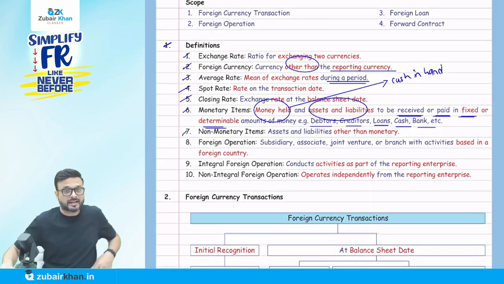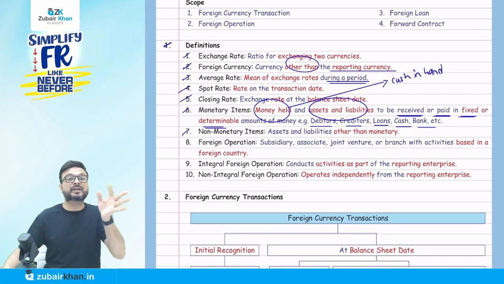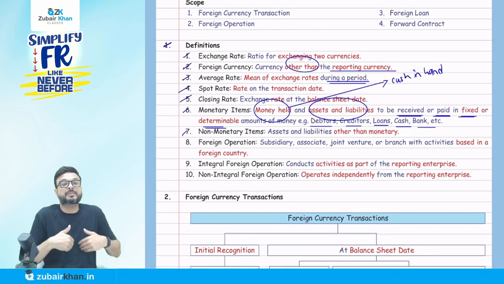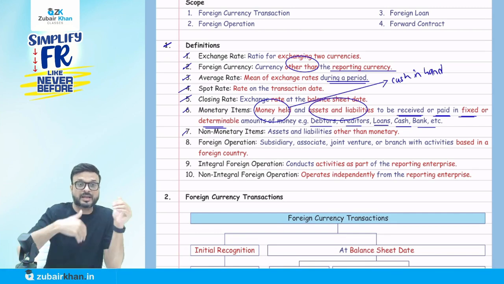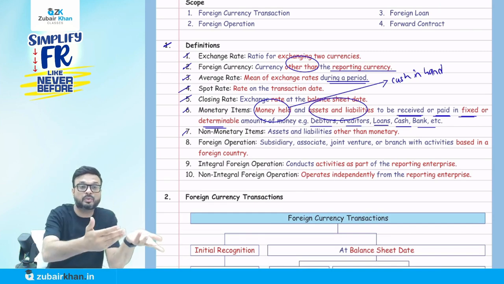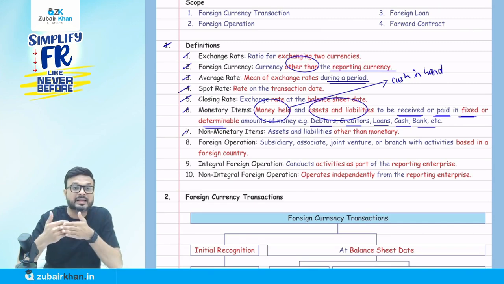So what they're saying here is any asset or liability which is to be received or paid in fixed or determinable amount. It means we know how much amount is receivable, how much I'm liable to pay. For example, we know how much is receivable from debtors, how much I'm liable to pay to creditors. Okay, how much I'm liable to repay the loan. So these are the monetary items.